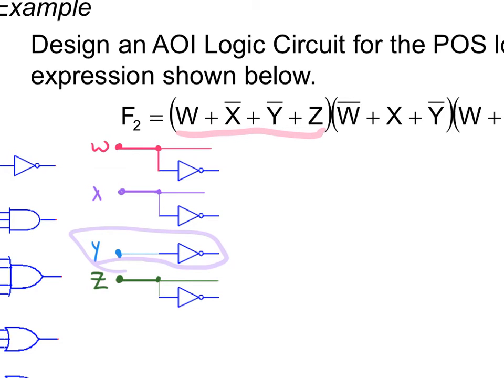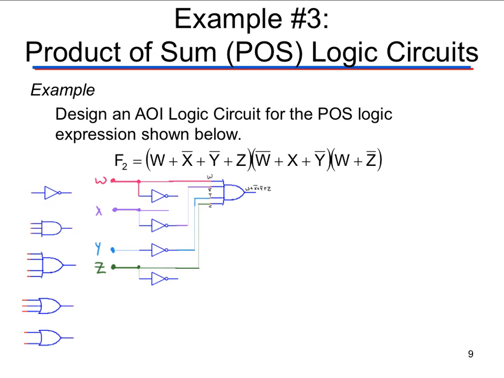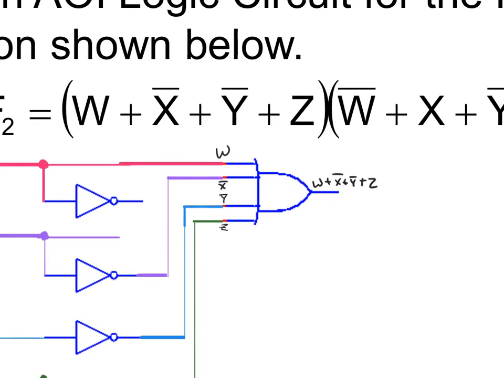In the first sum, you notice we have 4 inputs: W, not X, not Y, and Z. Remember, the sum is an OR gate, so that's actually read W or not X or not Y or Z. So we need a 4 input OR gate for this one. Here is our 4 input OR gate with the correct inputs wired, W, not X, not Y, and Z, to produce the first sum.